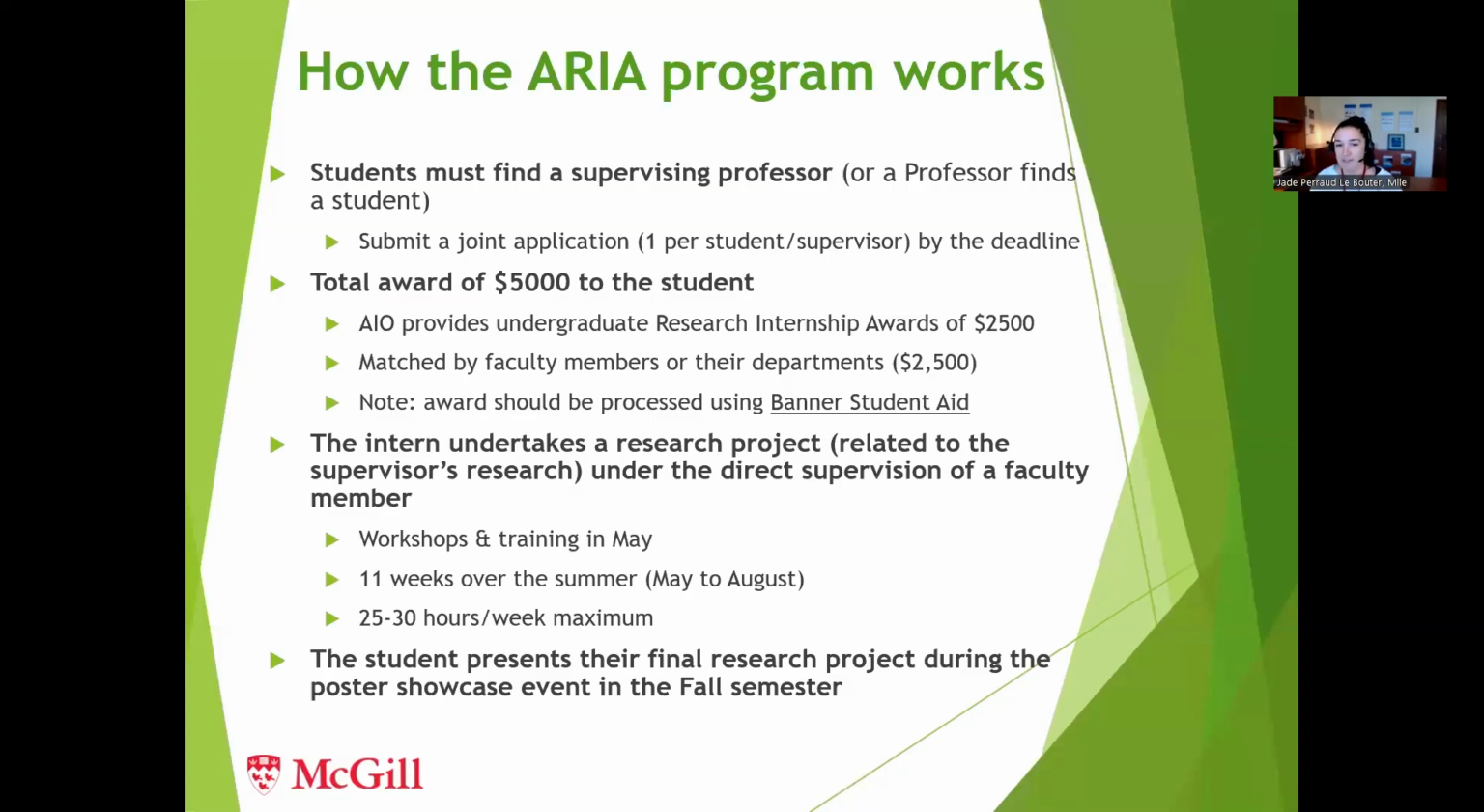As a student, you receive a total award of $5,000. So half of it is provided from our office through the awards, so 2,500, and the other half is matched by the faculty member or their department. I'll repeat it a few times throughout the presentation, but you always want to make sure that the award can be processed through Banner Student Aid. So again, it's good to check with the faculty member to ensure, because if they do have the funds, but it's not processed through Banner Student Aid, you wouldn't be able to receive the award.